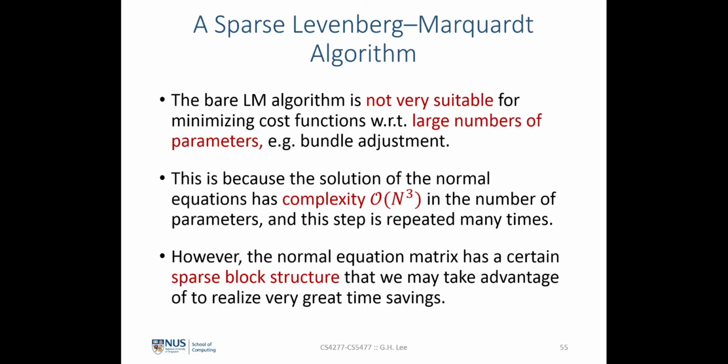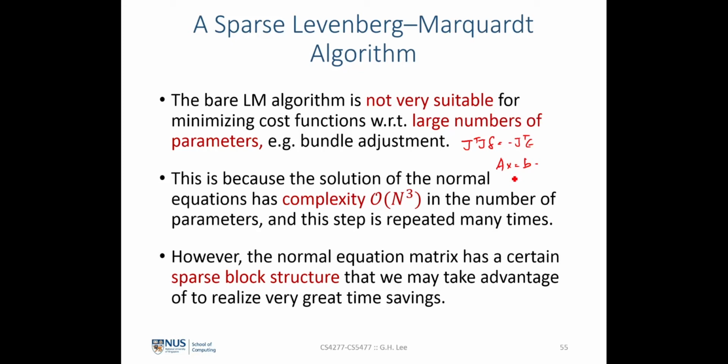So if we were to naively make use of the Levenberg-Marquardt algorithm, we will find ourselves quickly running into a cubic complexity at every iteration, since we are going to solve for the normal equation given by J transpose J delta equals to minus J transpose epsilon over here. And we have seen that this is equivalent to an inhomogeneous linear equation of Ax equals to b.